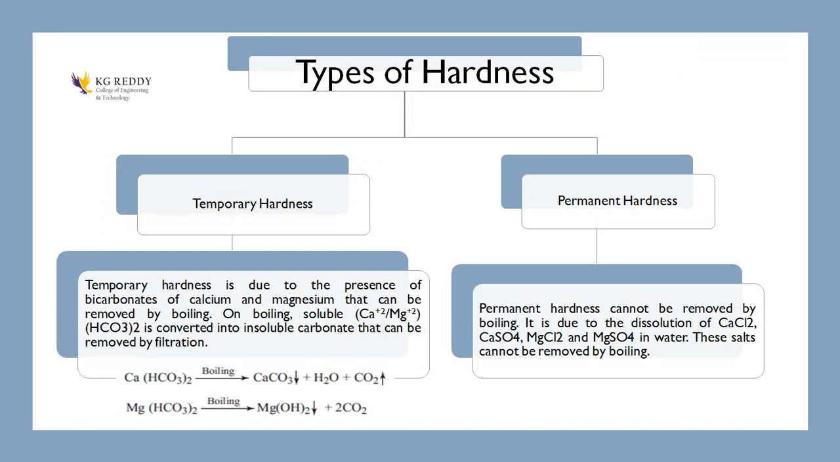Temporary hardness and permanent hardness: just now we discussed that temporary hardness is the presence of carbonates and bicarbonates of calcium and magnesium, and permanent hardness is the presence of chlorides and sulfates. We already discussed that temporary hardness we can easily remove with the boiling or heating method, but permanent hardness we cannot remove by the boiling or heating method, right?